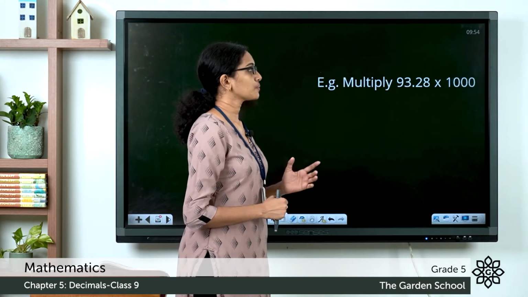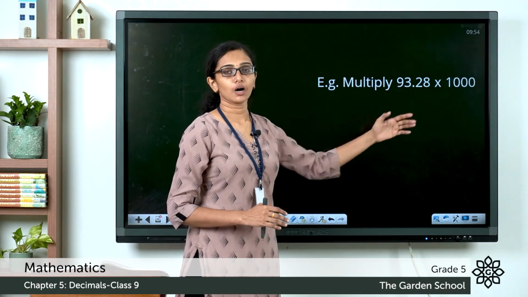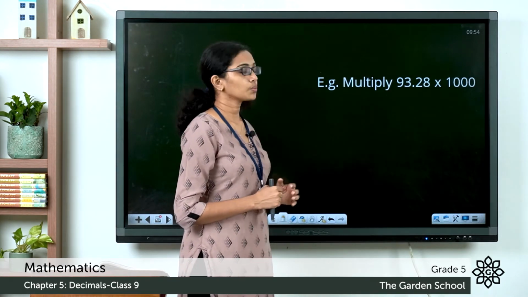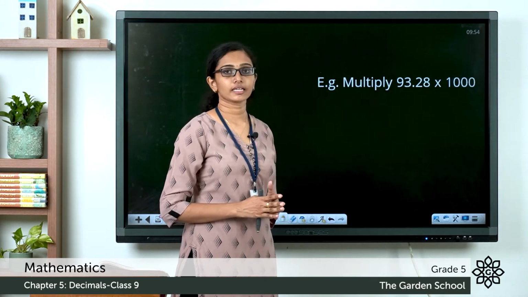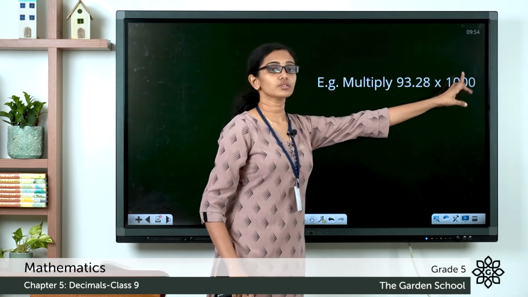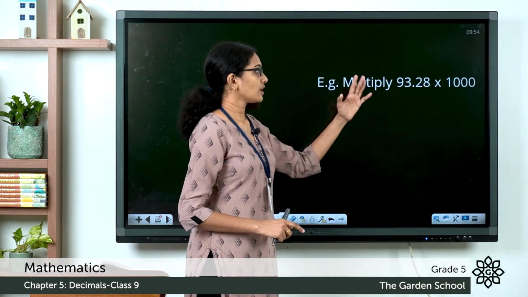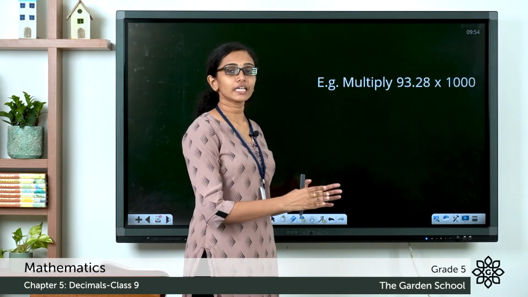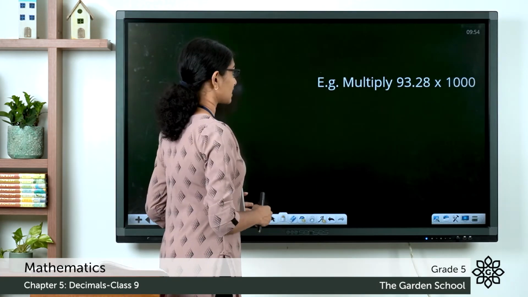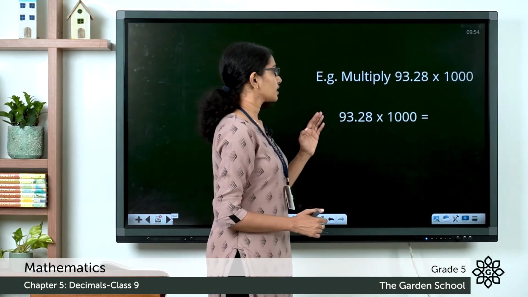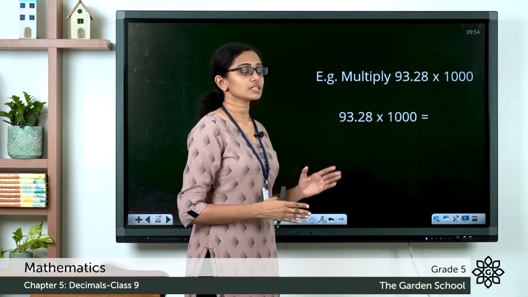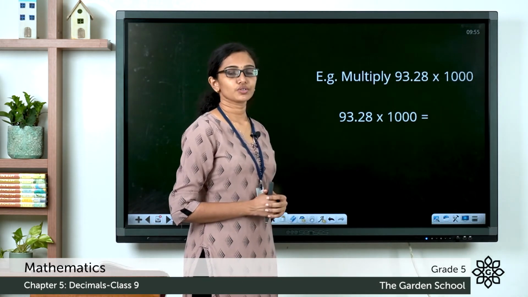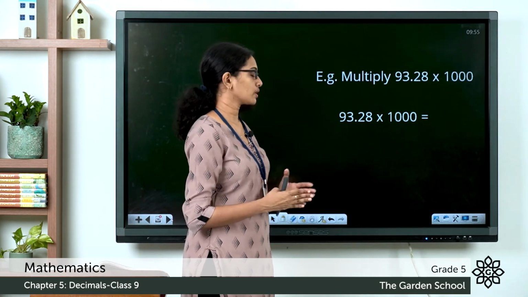Multiply 93.28 into 1000. So here we are going to multiply with 1000. Now how many zeros are there in 1000? There are 1, 2, 3 zeros in 1000. So you have to shift the decimal point 3 places to the right. The decimal number given here is 93.28. So when you shift the decimal point 3 places to the right, let's see what is the number that we are going to get.